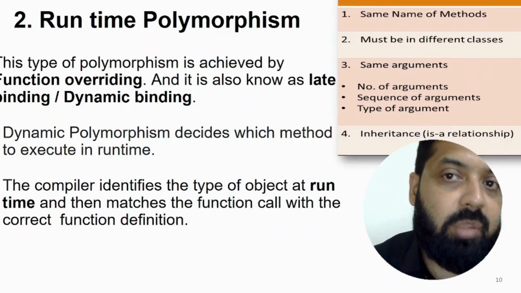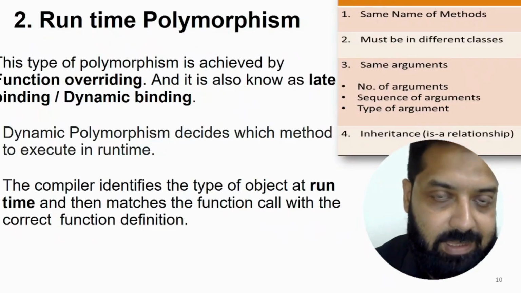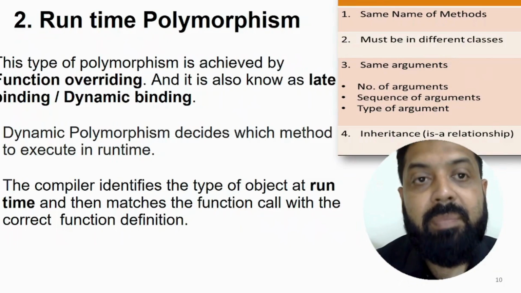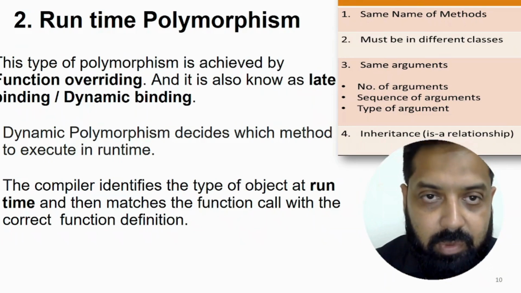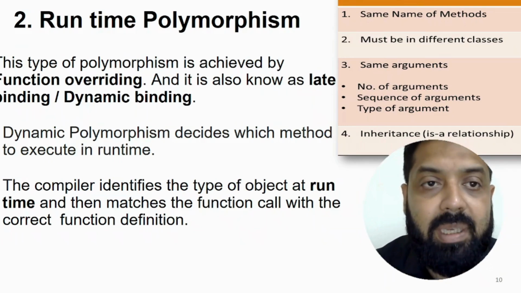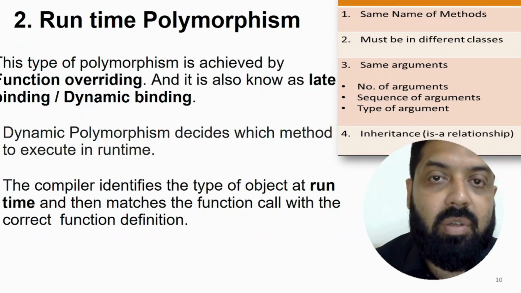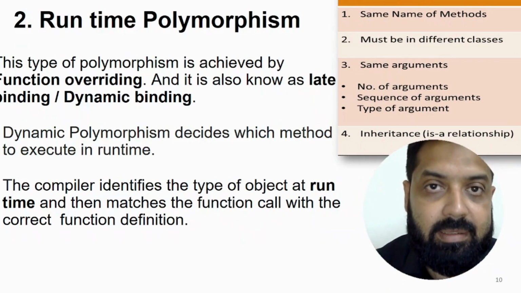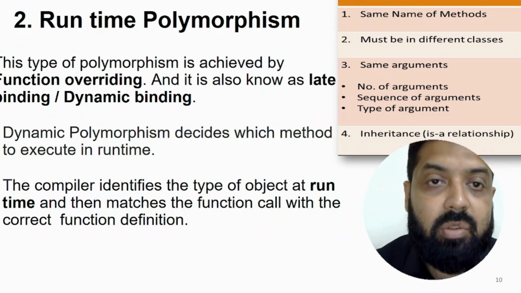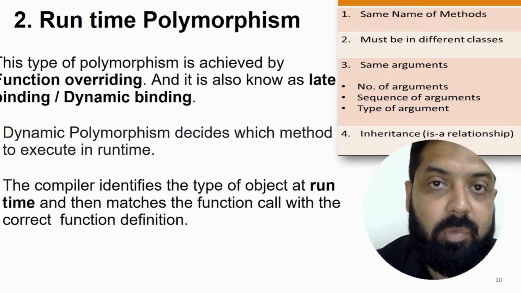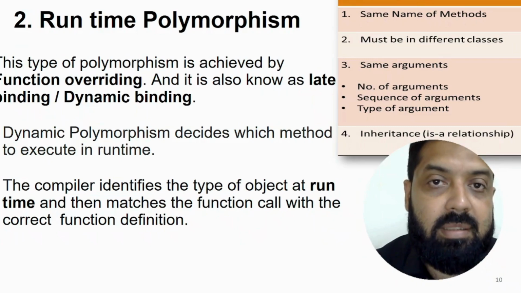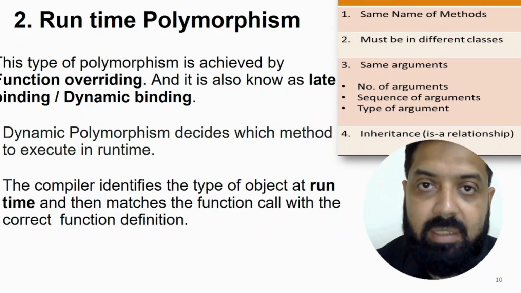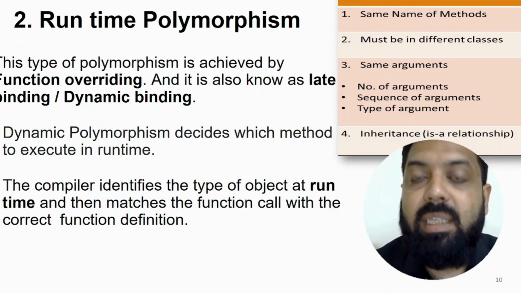Runtime polymorphism. What is runtime polymorphism? The first thing is that if you want to do runtime polymorphism, then make sure your classes have an inheritance relationship. It means the first thing you need is for your classes to be inherited from each other. Otherwise they cannot achieve runtime polymorphism.